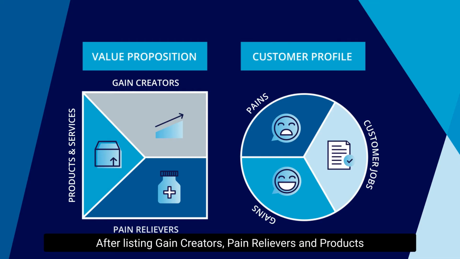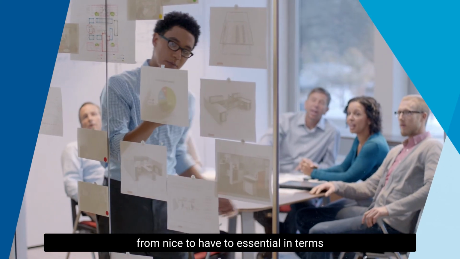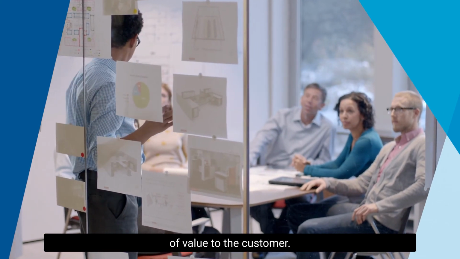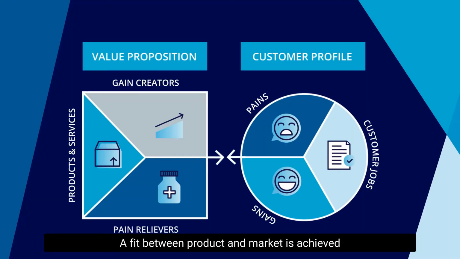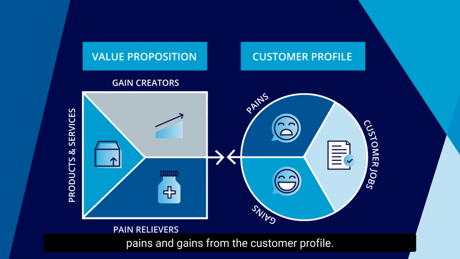After listing gain creators, pain relievers, and products and services, each point identified can be ranked from nice to have to essential in terms of value to the customer. A fit between product and market is achieved when the products and services offered as part of the value proposition address the most significant pains and gains from the customer profile.